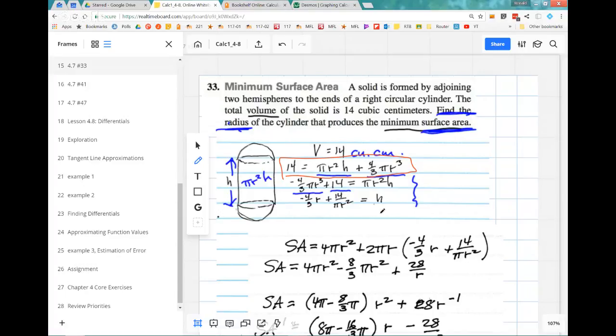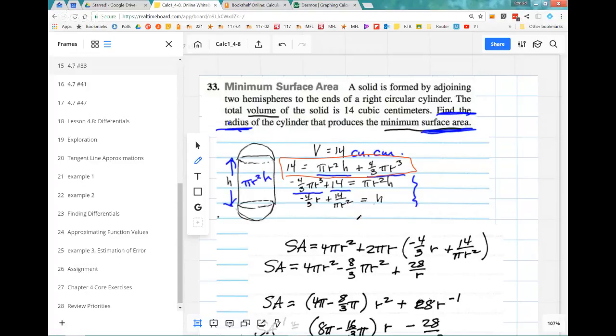All right, so now that I've got an expression for h, you notice over on the left side of this, it's strictly an r thing. Okay, so now I can get at the surface area. Up until now, it's been a volume problem. But now we need to get into the surface area. So what's the surface area of this crazy thing?